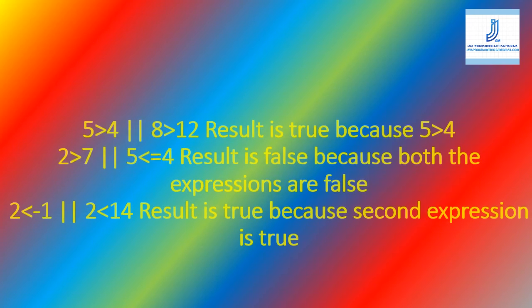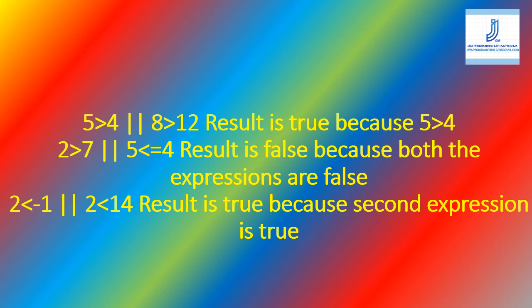Let us see 3 examples. The 2 vertical parallel lines is the logical OR operator in Java. Now, in the first example, the answer will be true because the first expression, that is 5 is greater than 4, is true. Although 8 greater than 12, the second expression, is false, the result will be true, because if any one of the expressions is true, then the OR operator gives a positive answer. That means the result will be true.